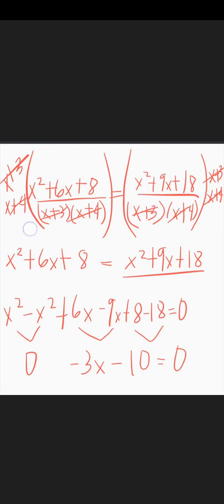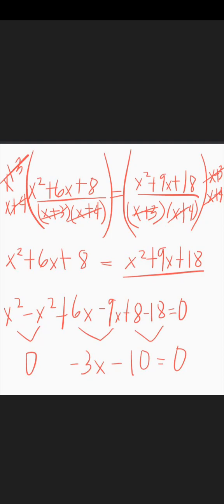So the next thing we have to do is multiply both sides by their denominator, which is (x plus 3)(x plus 4), and they will get cancelled out. That will leave us x squared plus 6x plus 8 is equal to x squared plus 9x plus 18. And the next thing we have to do is transpose, so we can combine the like terms. That will leave us x squared minus x squared plus 6x minus 9x plus 8 minus 18 is equal to 0.